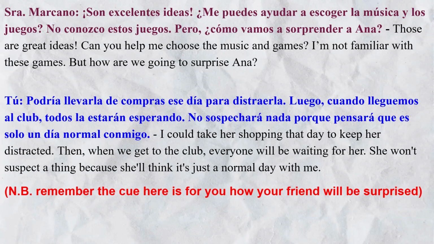Okay, so now we are going to look at our response, but first we're going to read again what the mother said. Those are great ideas. Can you help me choose the music and games? I'm not familiar with these games, but how are we going to surprise Anna?